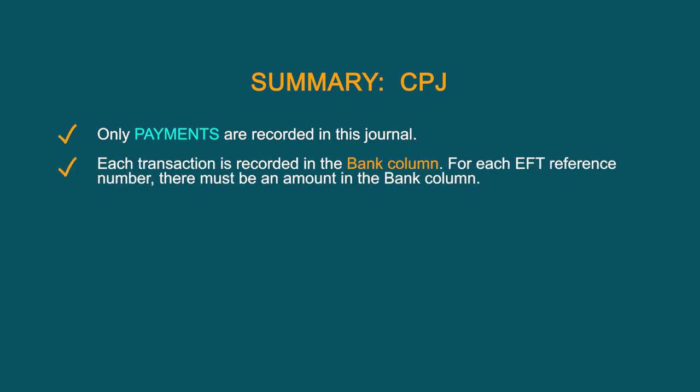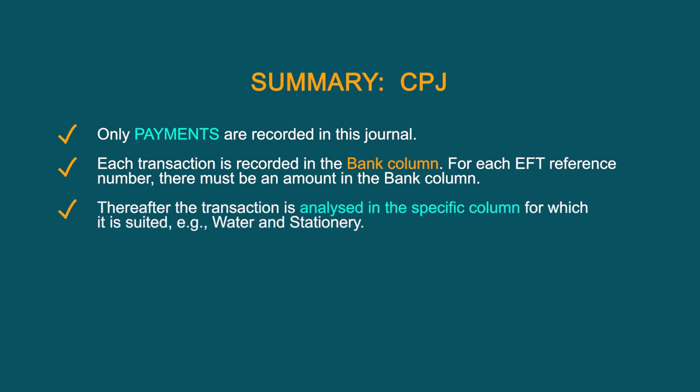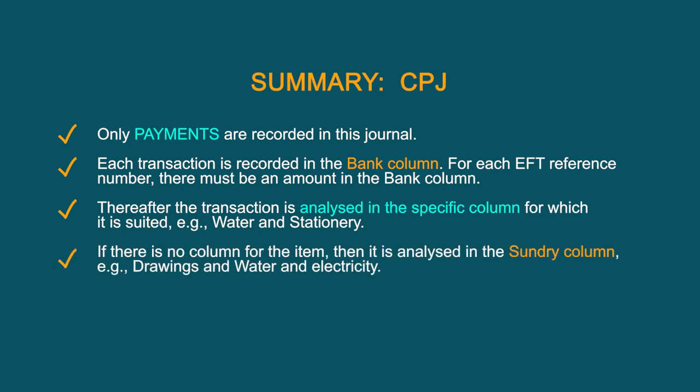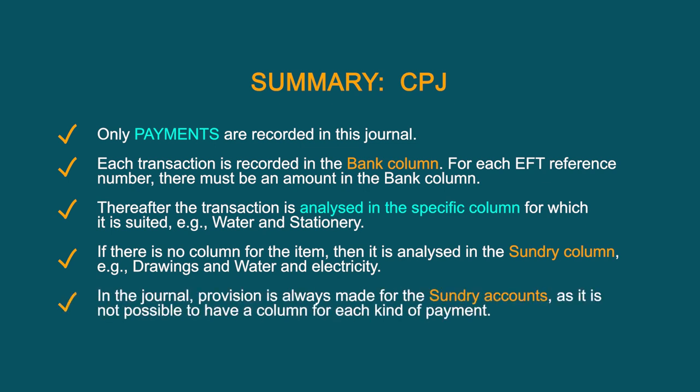Only payments are recorded in this journal. Each transaction is recorded in the bank column, i.e. for each EFT reference number, there must be an amount in the bank column. Thereafter, the transaction is analyzed in the specific column for which it is suited. Example, water and stationery. If there is no column for the item, then it is analyzed in the sundry column. Example, drawings and water and electricity. In the journal, provision is always made for the sundry accounts as it is not possible to have a column for each kind of payment.